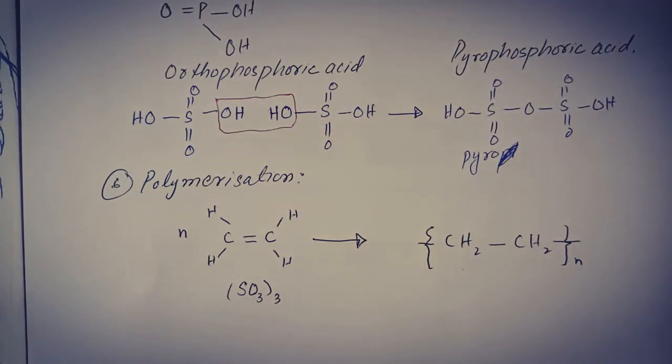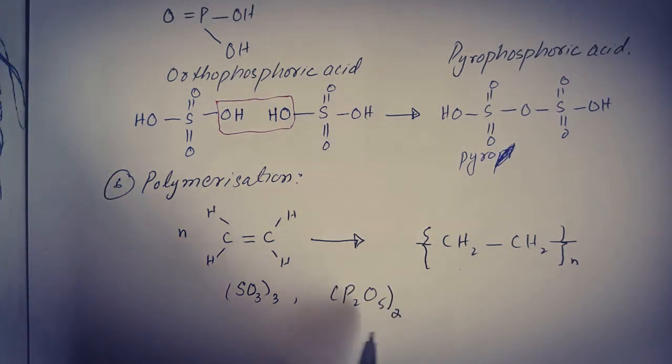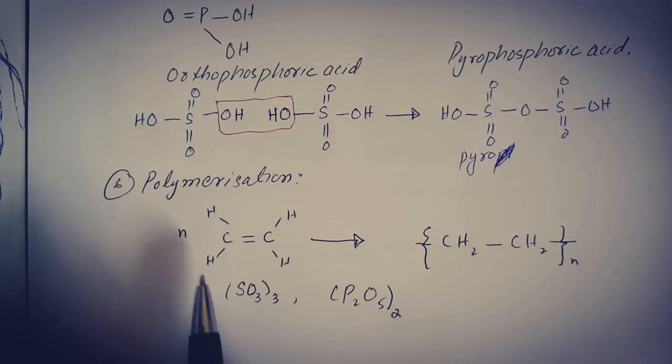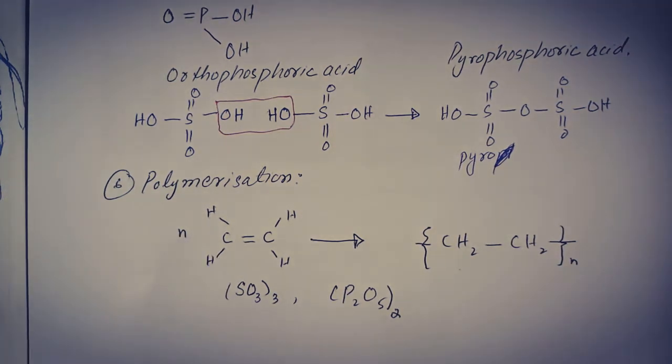Similarly, sulfur trioxide forms a trimer, that is SO3. Phosphorus pentaoxide makes a dimer, sulfur trioxide is making a trimer, and for polymer, n number of same kind of molecules combine to form a macromolecule. So here n is very large, that can be greater than 3.